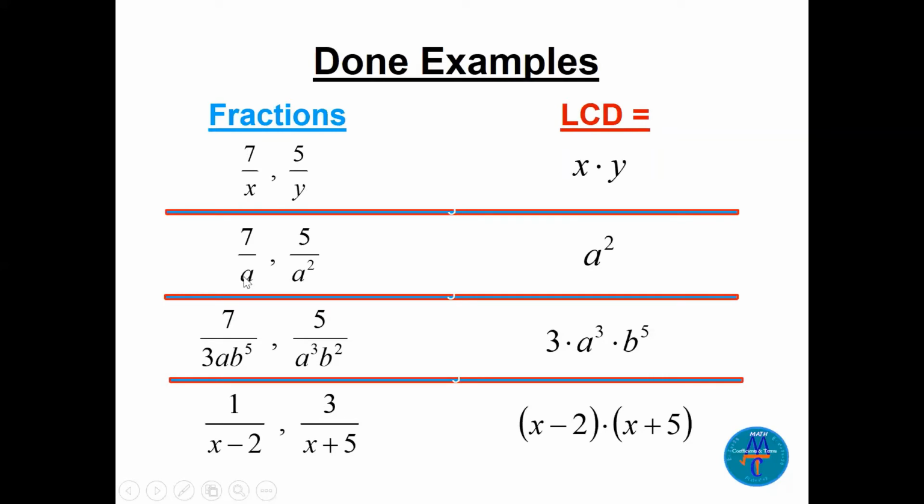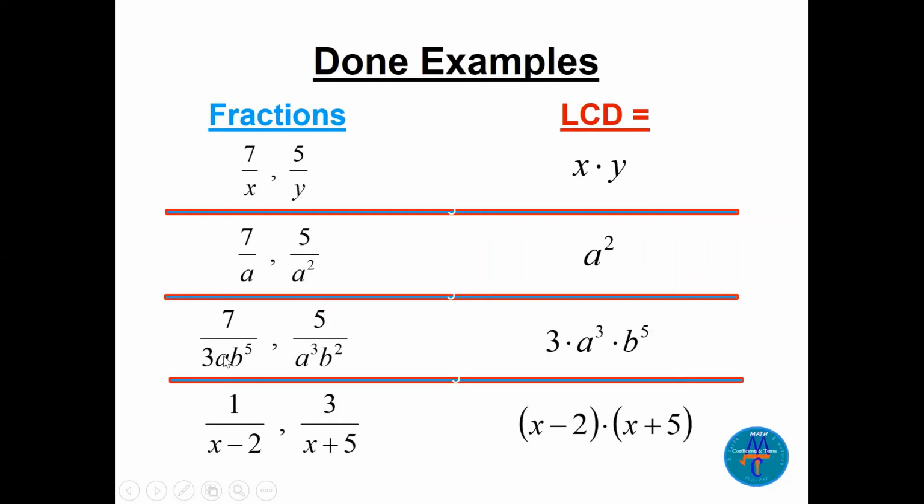Now 7 over a, another example, 5 over a squared. We don't multiply them. Aha, that's the story. We don't multiply a and a squared because it would be a cubed, but a squared is the least common denominator here. Why? Because a and a is the same number and we take the highest power. Now let's look at more examples here.